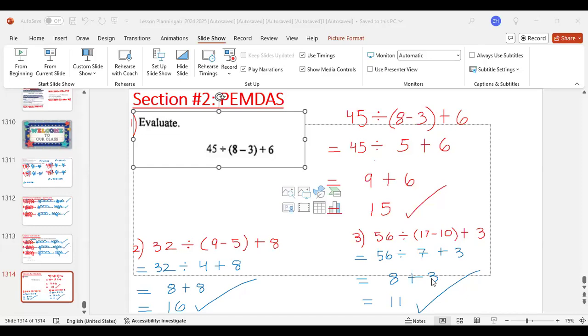I want us to do this. It's gonna be our final section. It's gonna be section number 3.